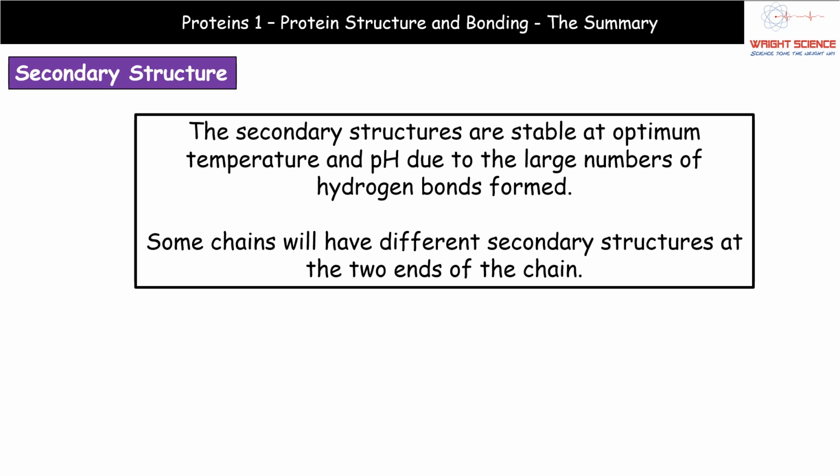Now, we don't always have a situation where our polypeptide chain only has an alpha helix in it, or only has beta pleated sheets. There are some of these polypeptide chains that will have alpha helix at one part of the chain and then the beta pleated sheet at a completely different region of the chain. So it's not just either alpha helix or beta pleated sheet. Some of these polypeptide chains have a mixture of the two. So secondary structure, alpha helix or beta pleated sheet forming within that individual polypeptide chain.